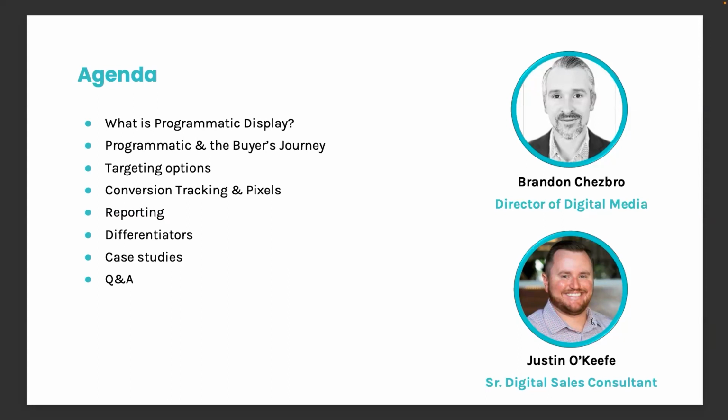So we're going to talk a little bit about what is programmatic display and how that fits into the buyer's journey and where people are in the buying cycle. And then we're going to talk about some different targeting options that we have and conversion tracking that we use to show our clients their ROI. And how we do that is with pixels. So we'll dive into that a little bit more.